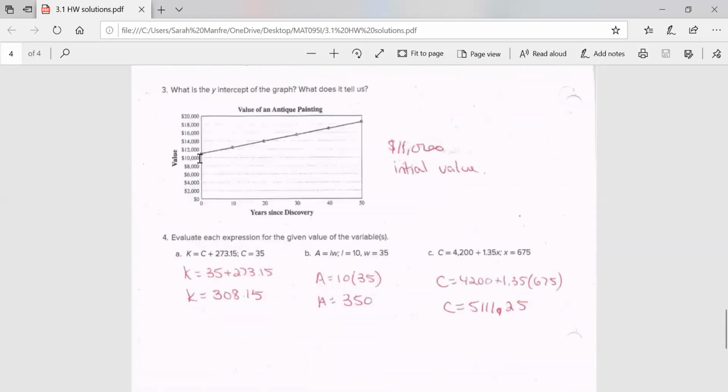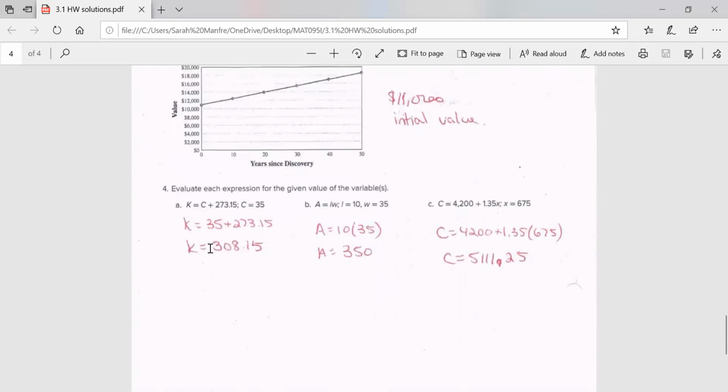Question 3, what's the y-intercept? Well, that's the starting point. It's the 11,000, that's my initial value. And then for question 4, A, B, and C, you take the value that they gave you here. C is 35. I put 35 in for C and simplify. Make sure you do order of operations first. So for C, I had to do 1.35 times 675 first and then add 4,200.